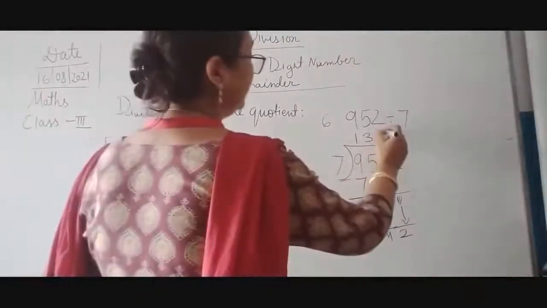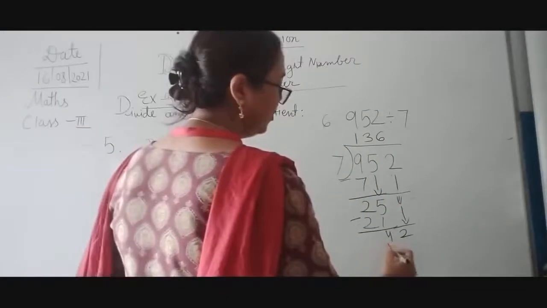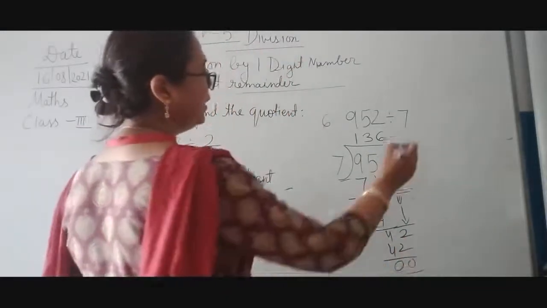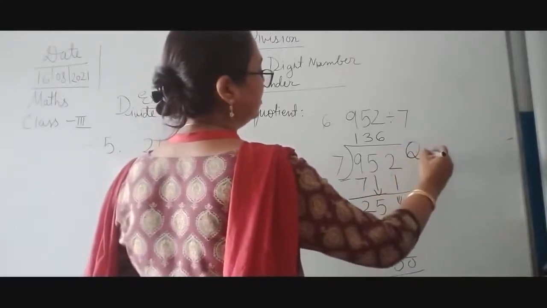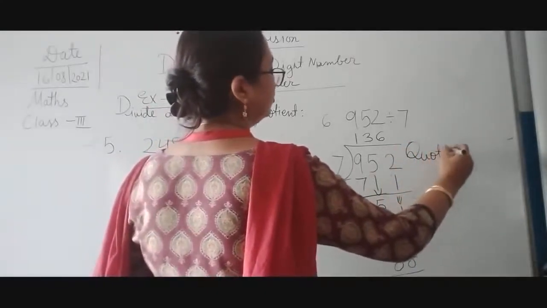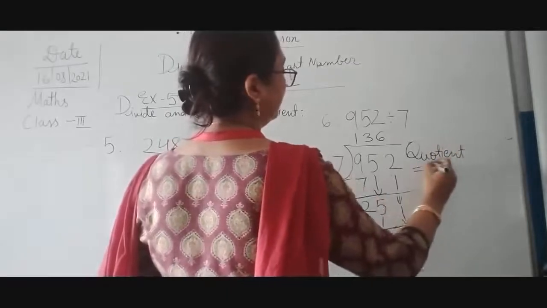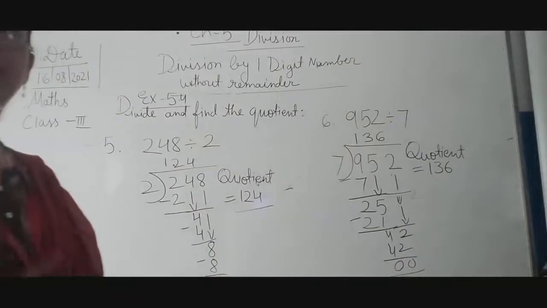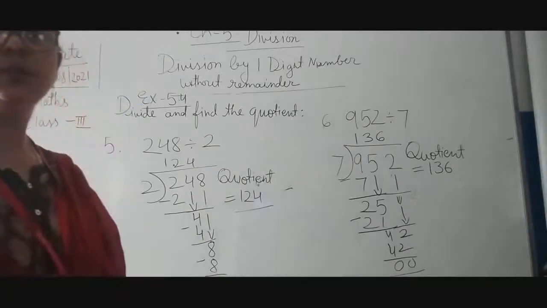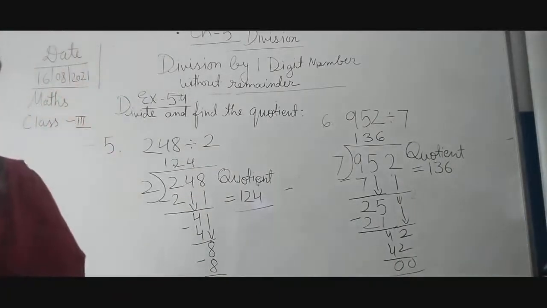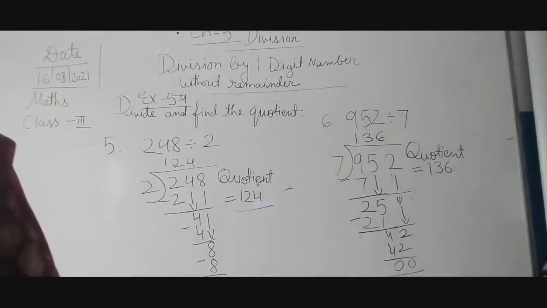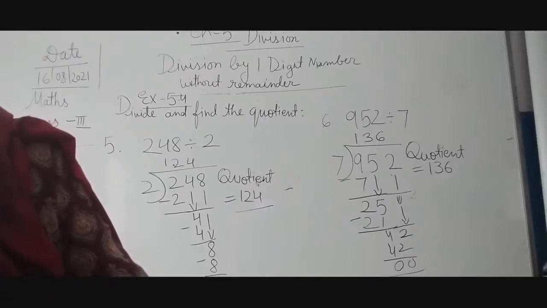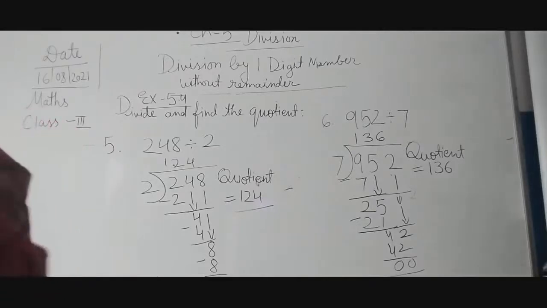So now here we will write 7 sixes are 42. Now the remainder will be nothing over here, and the quotient we will get over here is 136. Quotient we will get 136, children. So completed. 136 is the answer. Completed, children. Okay, 136 is the answer.